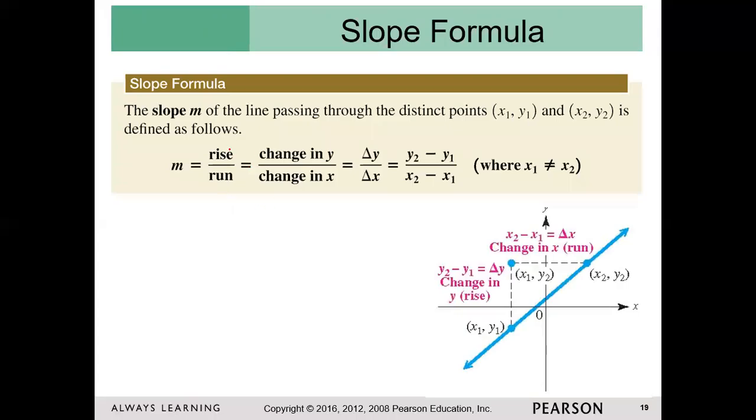Okay, so here's the slope formula. It's m is equal to (y2 minus y1) over (x2 minus x1). These numbers here are just subscripts.